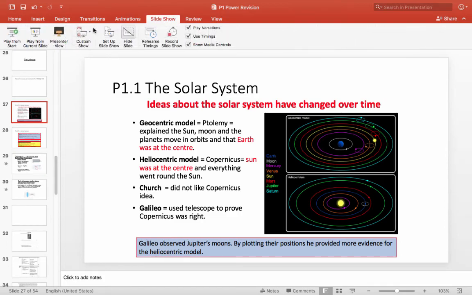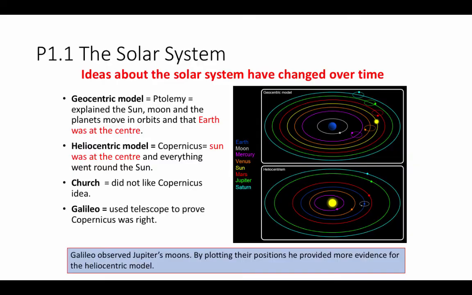Okay, let's start off with the solar system. The two models you got to learn. One is called the geocentric model. One is called the heliocentric model. Geocentric is Earth-centered. This is the one where we originally thought that the Earth was at the middle of everything. And they could ask you, why do people used to think this? So why would anyone think that the Earth is in the center of everything?